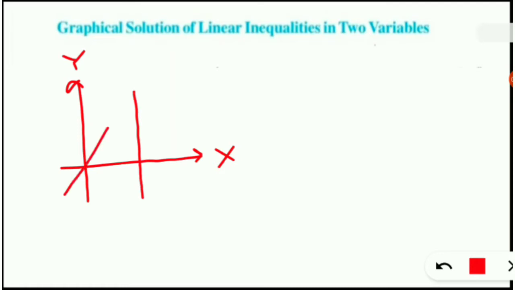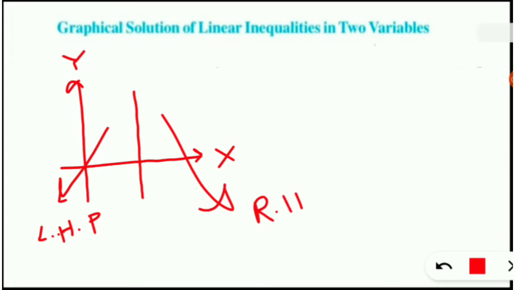Then, this is the left hand plane of this line, and this is the right hand plane of this line. That means this is the left side of this line and this is the right side of this line. Clear?